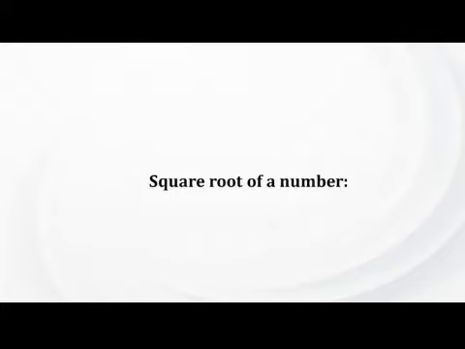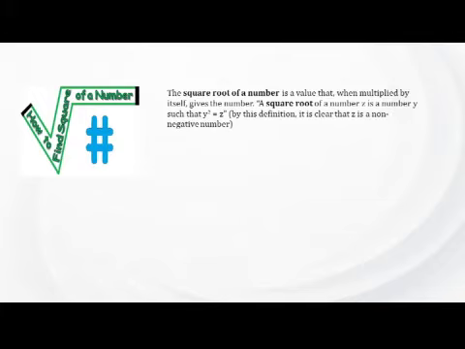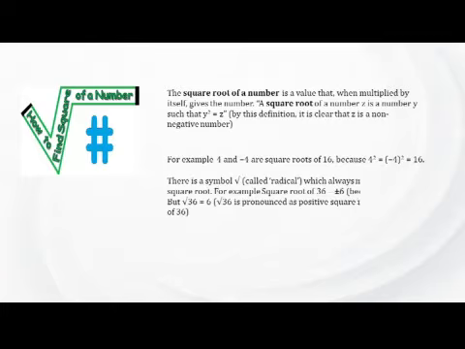Square root of a number. The square root of a number is a value that when multiplied by itself gives the number. A square root of a number z is a number, that is y, such that y squared is equivalent to z. By this definition, it is clear that z is a non-negative number. For example, 4 and minus 4 are square roots of 16 because 4 squared is equivalent to minus 4 squared is equivalent to 16. There is a symbol that is called radical, which always means the positive square root.